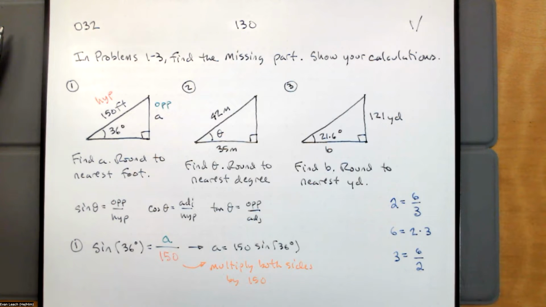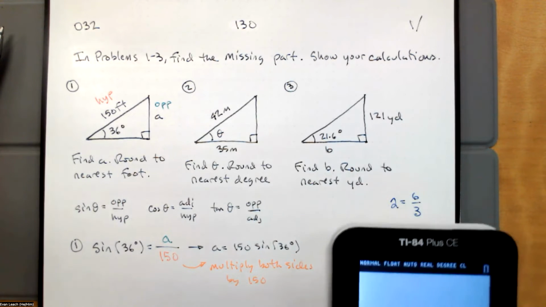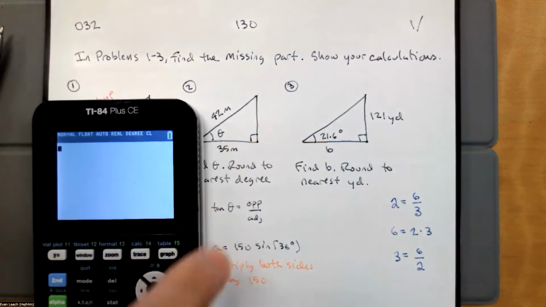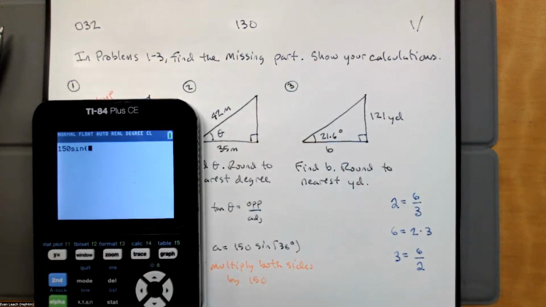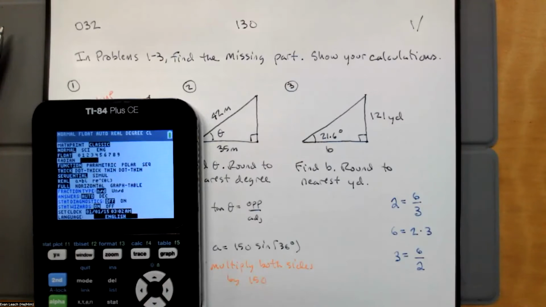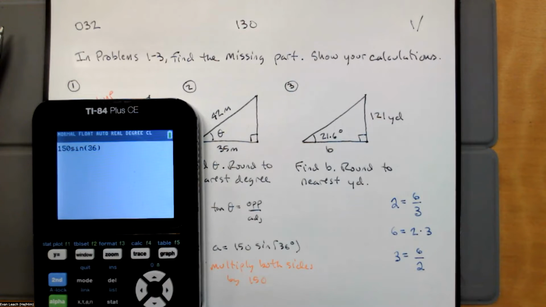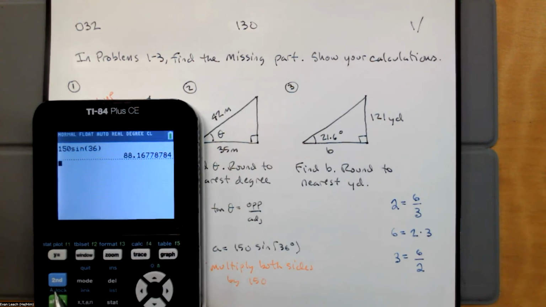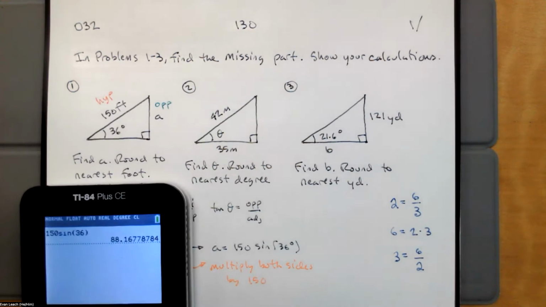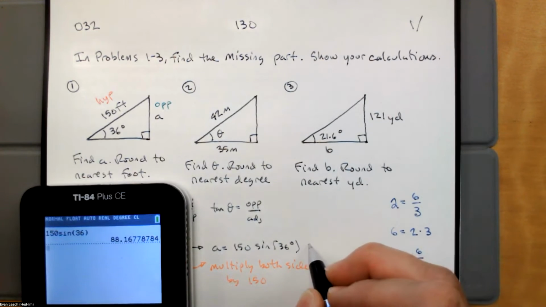Then we're going to grab our calculating machines and type what we see. We're going to make sure that we're in degree mode. And we just type it like we see it. 150 sine 36 is 88.1, 88.2, but it said round A to the nearest foot. So we'll just call it 88 feet.